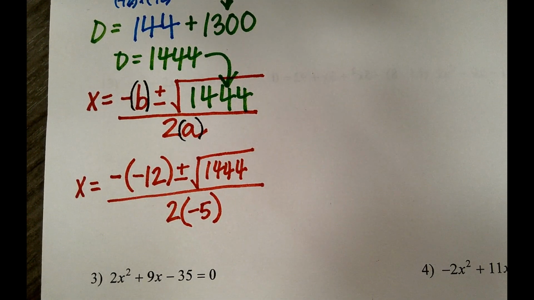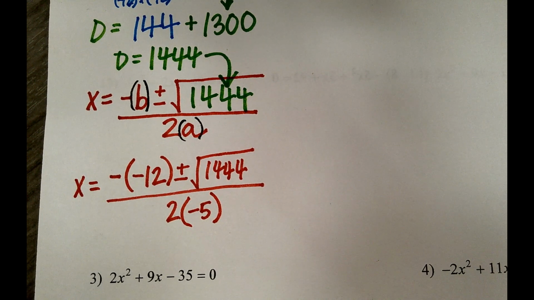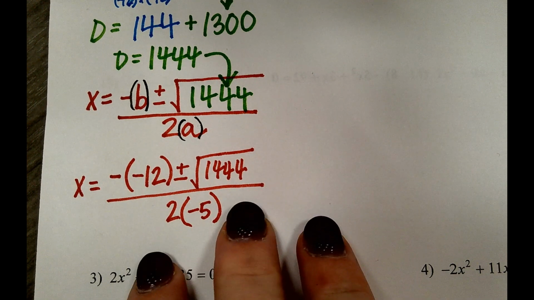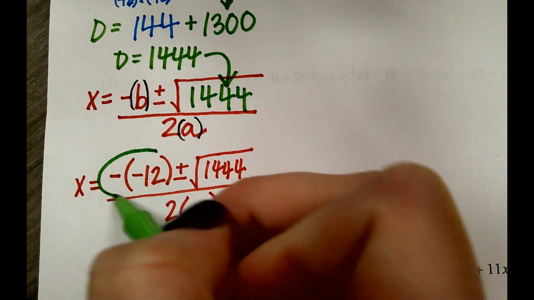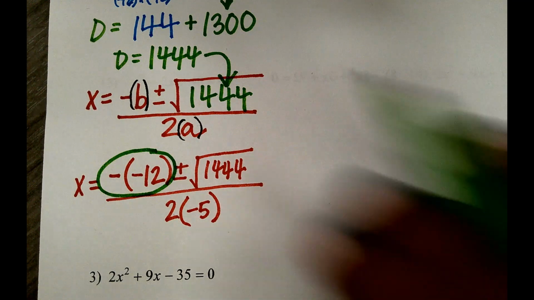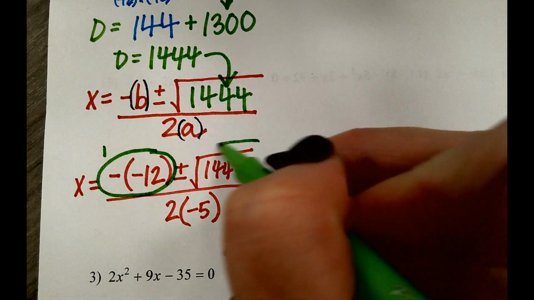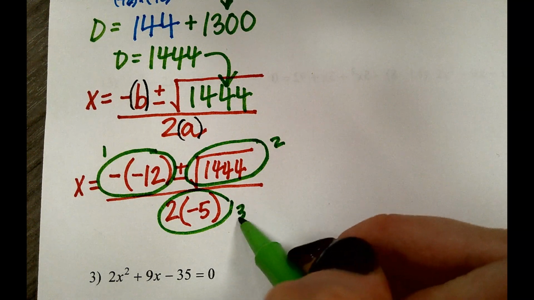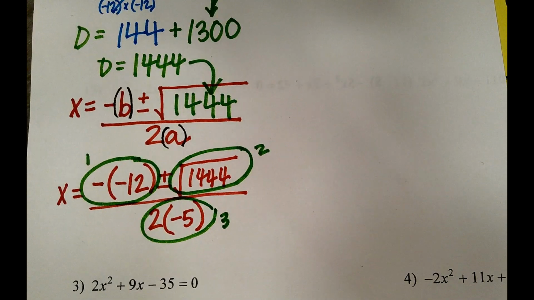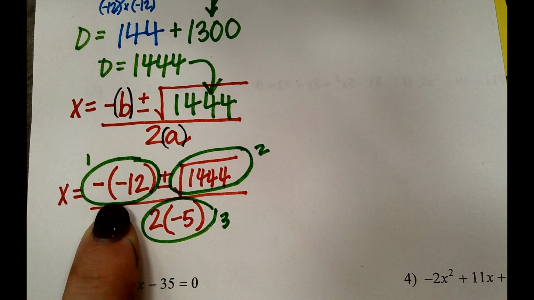Okay, so at this step, I think a lot of us get stuck. And we think, well, where do I go from here? There's really just 3 things that need to be simplified. Here's the first thing. Here's the second thing. Here's the third thing. Let's simplify the first thing first.